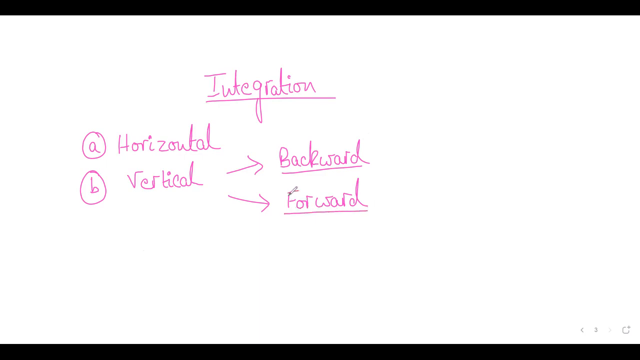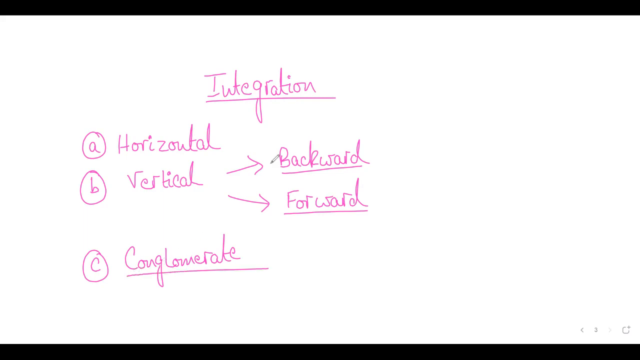In the case of forward vertical integration, you merge with the retailer, whoever is selling that product. That is forward vertical integration, right? And then the third and last type is known as conglomerate. What is conglomerate? When two unrelated businesses merge with each other. An example is an online teaching platform merging with a hospital. There's nothing in common between the two. So that is conglomerate, right?